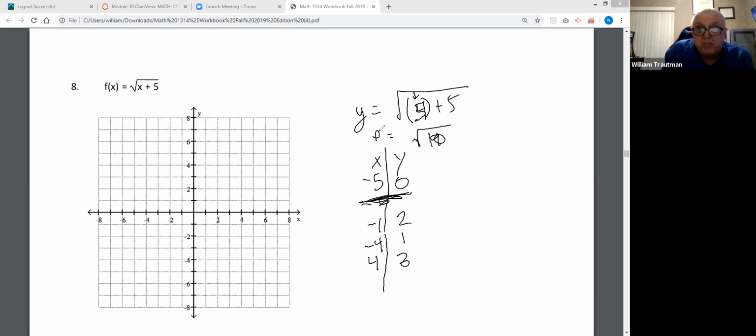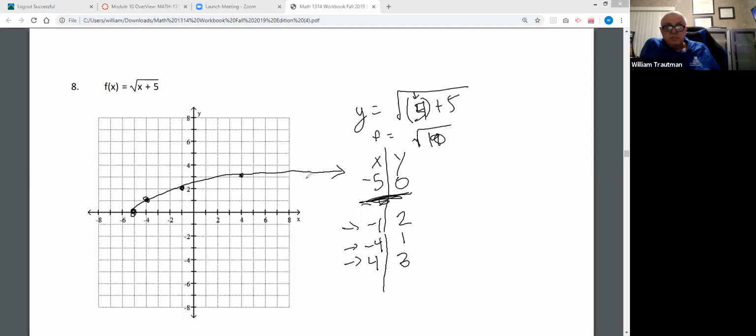So I'm going to graph this function here, negative 5, 0. And then I'm going to use this point, negative 4, 1. Then this point, negative 1, 2. And then this point, 4 and 3. So there's my square root function. Okay.